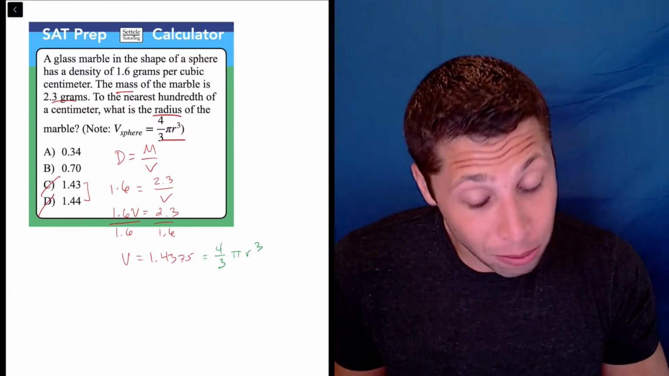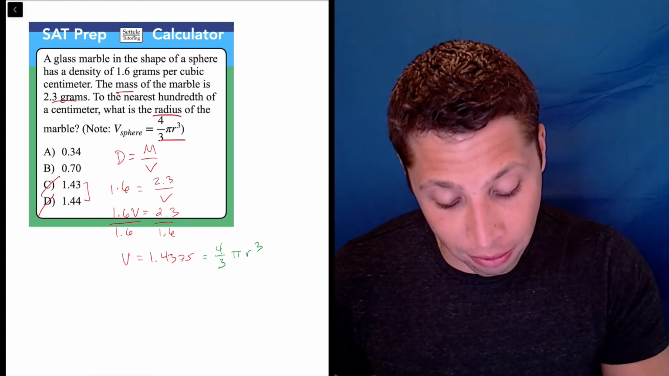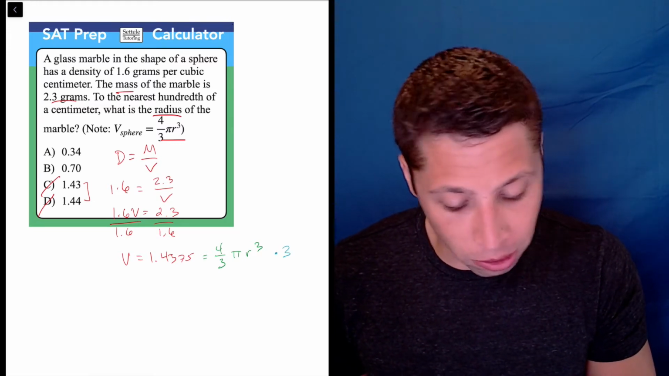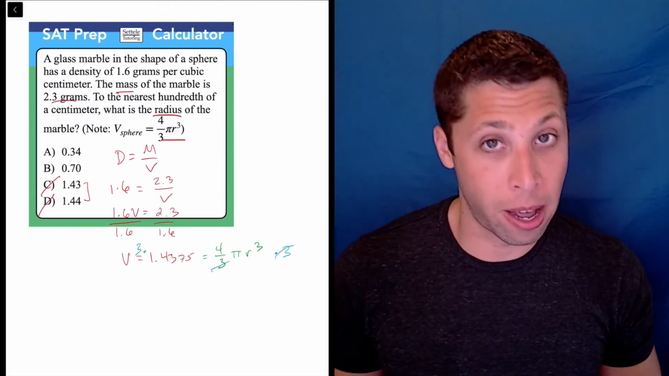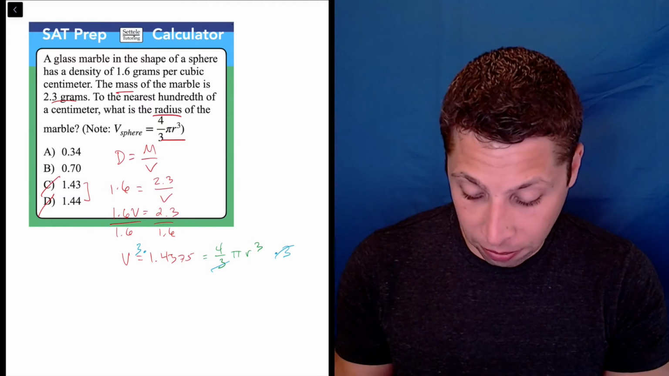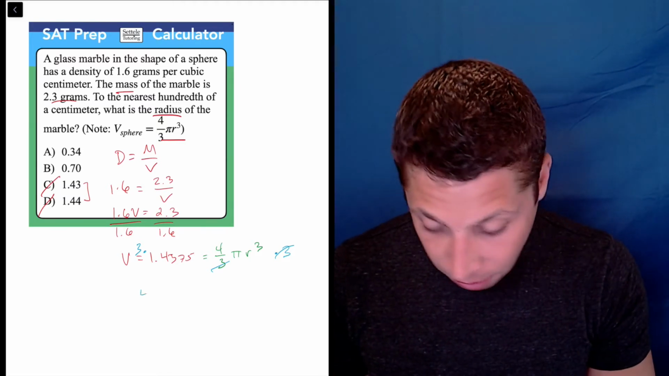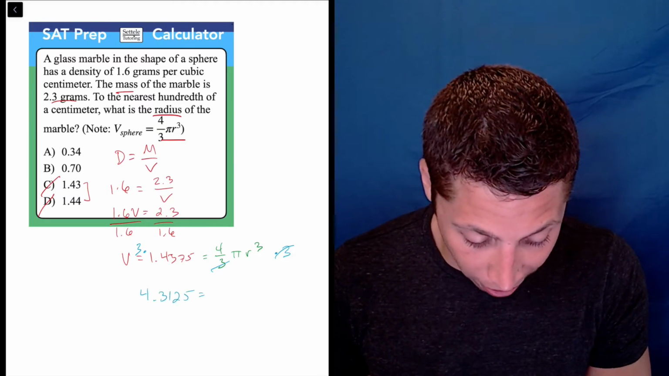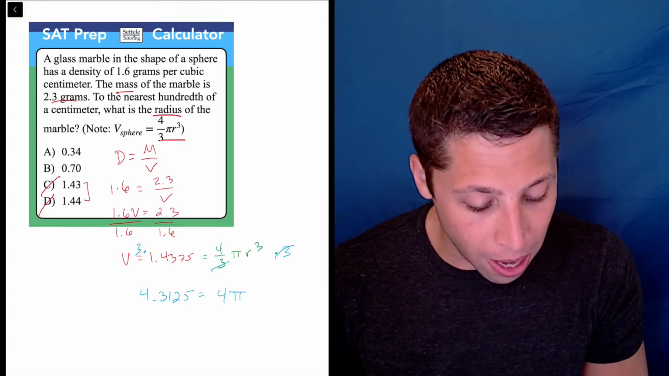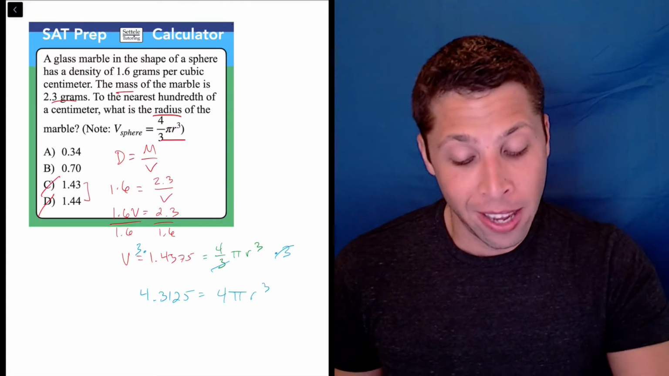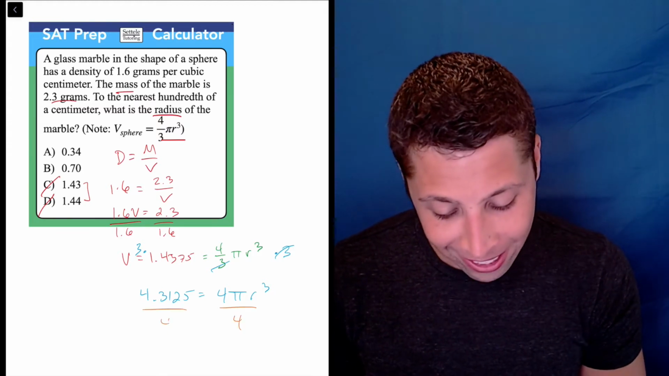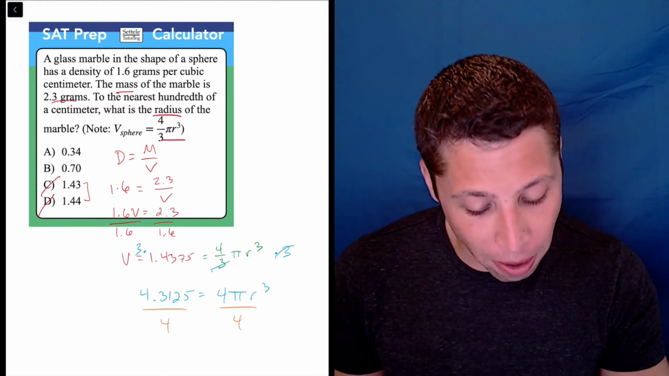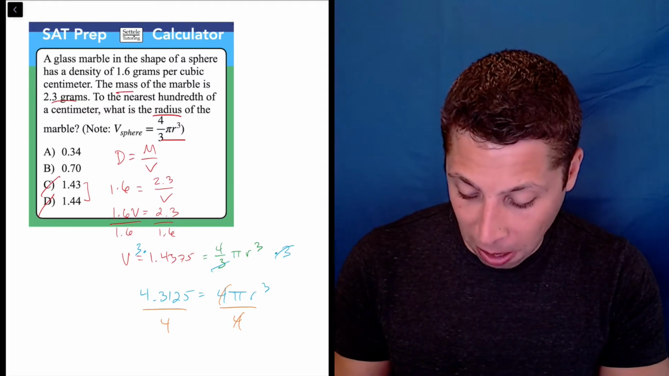So what I would do here, just to play it really safe, let's start by multiplying both sides by 3, to get rid of the 3 on the bottom. So 1.4375 times 3 is 4.3125. And now that's equal to 4 pi r cubed. Now, if you're careful, you can do all of this in one step. But again, I don't trust myself. So I'm going to divide by 4, get rid of that.